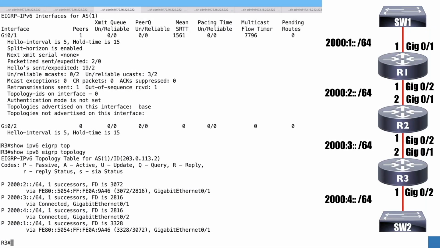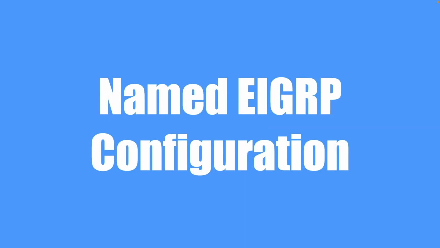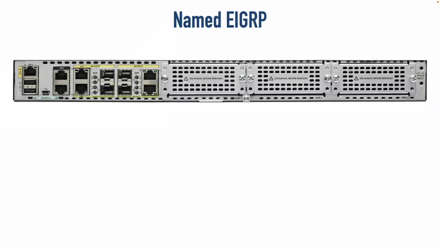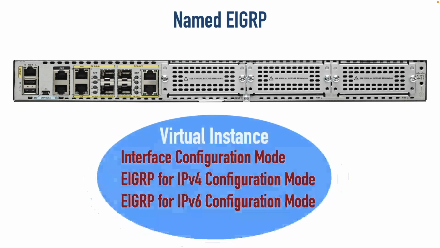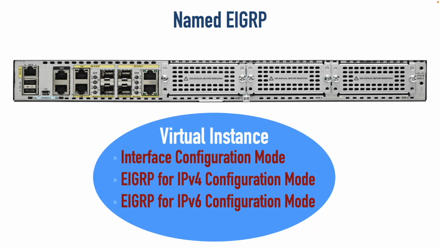What I want to do now is show you how to set up named EIGRP where we use address families. Now, one of the great things about named EIGRP is that it is compatible with traditional EIGRP configuration methods. Now, for named EIGRP configuration, we're going to be able to go into different configuration modes. We can go into interface configuration mode and set up things maybe like timers, and those would be inherited down into our different address families. We can have an address family for IP version 4, for IP version 6. Together, this is all called an EIGRP virtual instance.